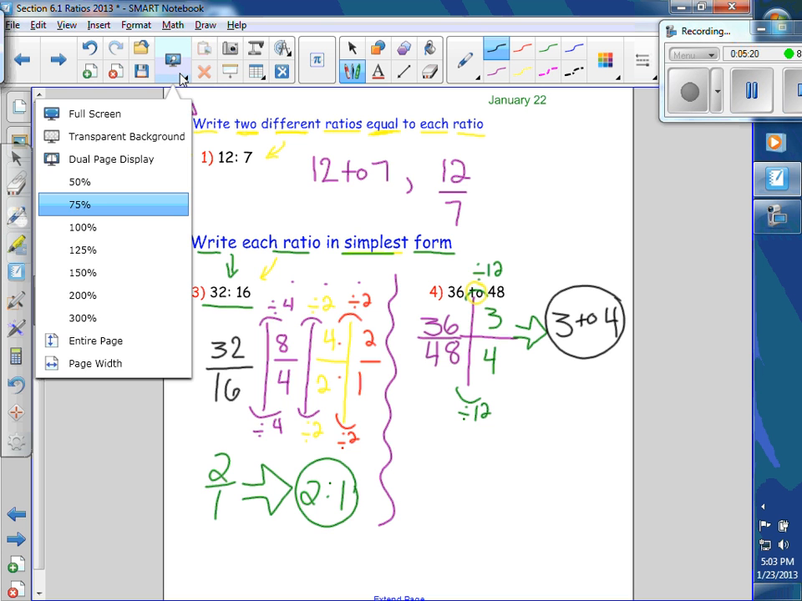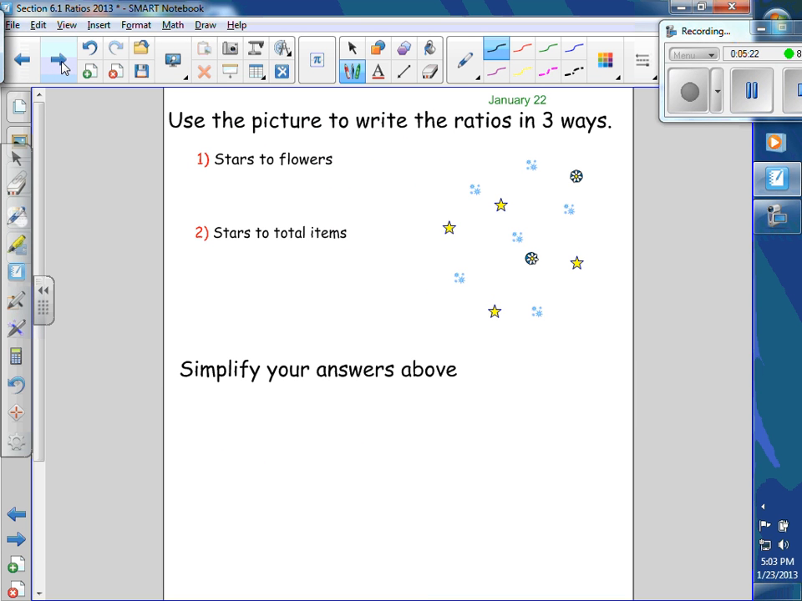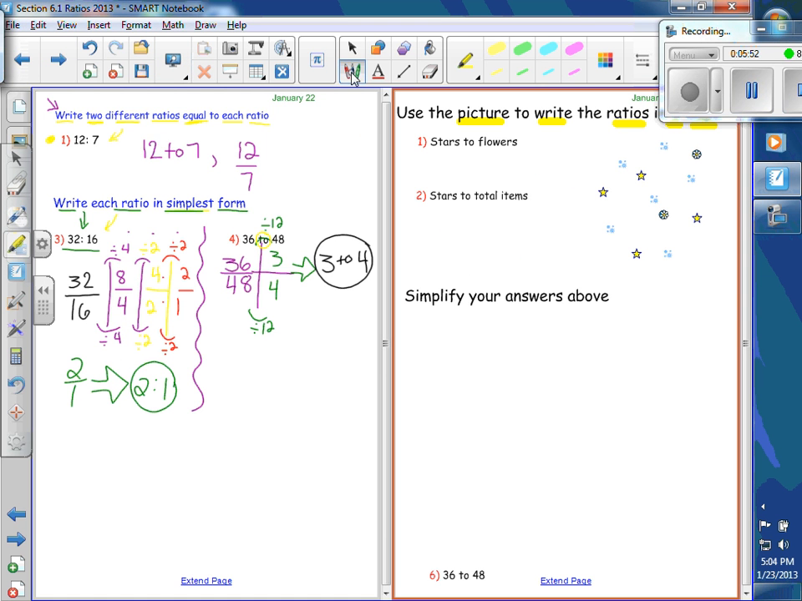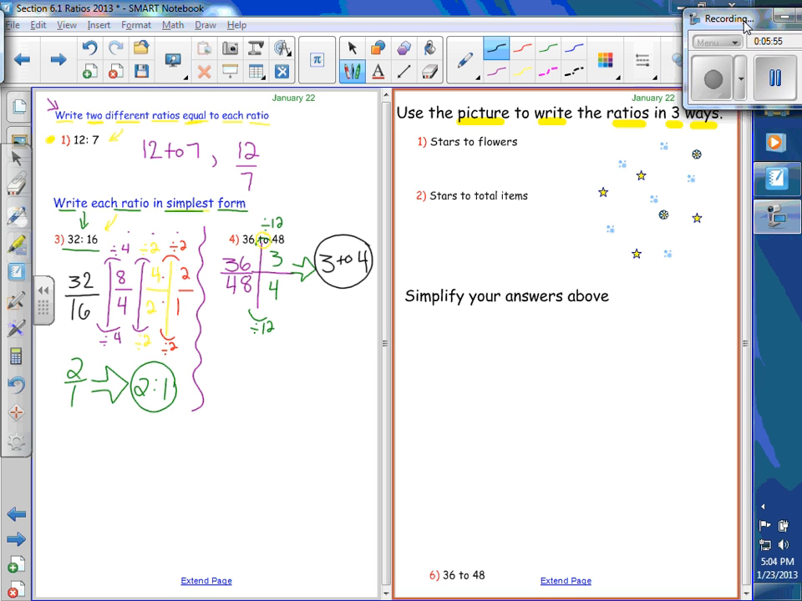Okay, let's take a look at the next page. Here, we just practice the same skill using a picture. So sometimes authors will have you look at a picture and ask you to write a ratio using a picture. And in this problem, we want to use the picture to write the ratio in 3 ways. So we're actually practicing the form that we learned on the previous page. You can look at that page. And using the picture to count the items.